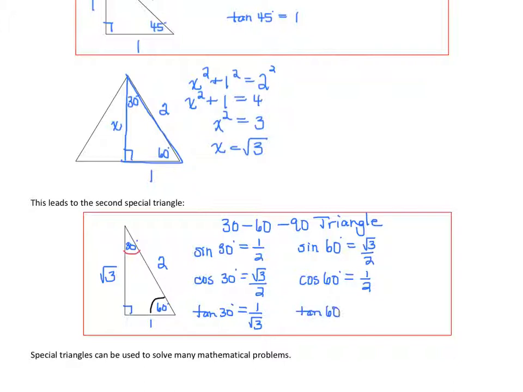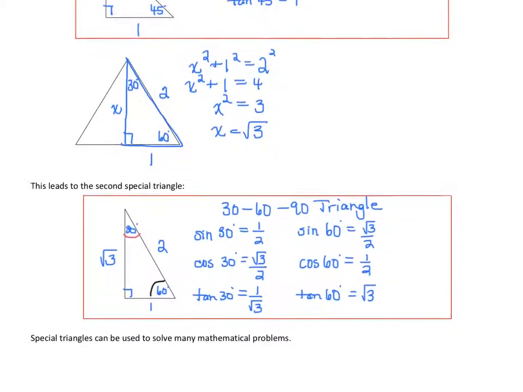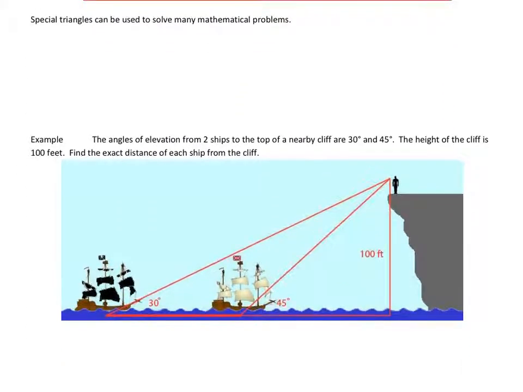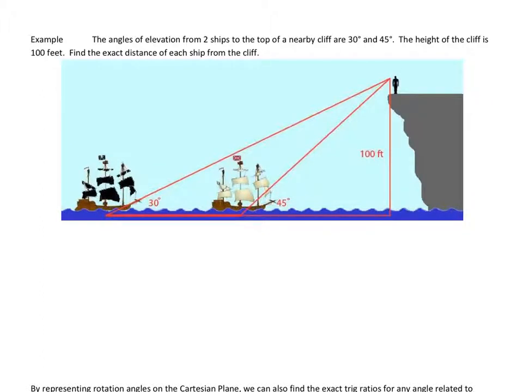And tan 60, opposite over adjacent, so root 3 over 1, or just root 3 in simplified form. Now the special triangles can be used to solve many mathematical problems, and we're going to look at one of those now. The problem says the angles of elevation from two ships to the top of a nearby cliff are 30 and 45 degrees. The height of the cliff is 100 feet, and we're asked to find the exact distance of each ship from the cliff.